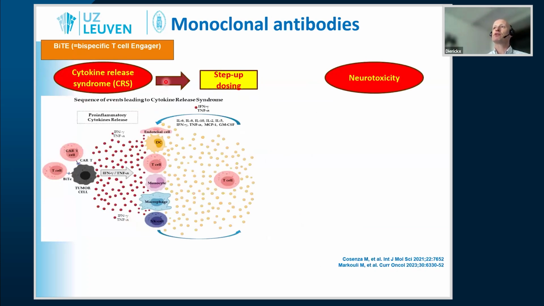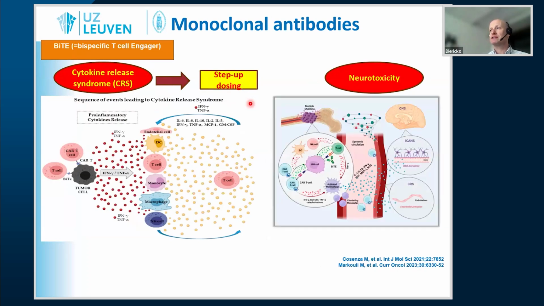The two most important are cytokine release syndrome. So you attract T cells and they will really release a lot of cytokines. One way to prevent this is step-up dosing. So you start with a very small dose of your bite, and then you gradually increase the dose. And another one is the neurotoxicity.